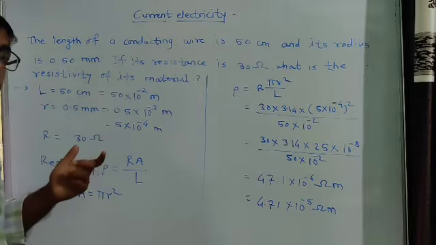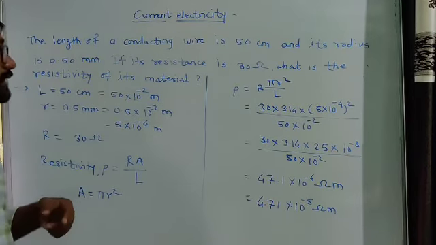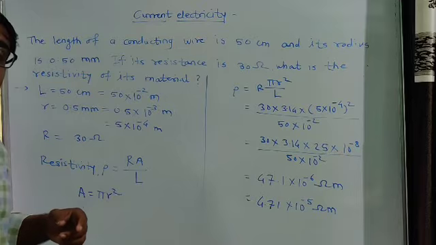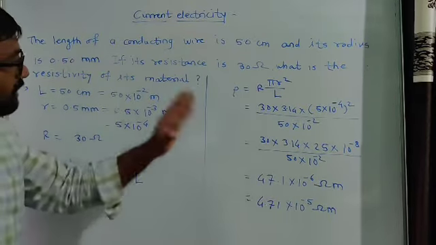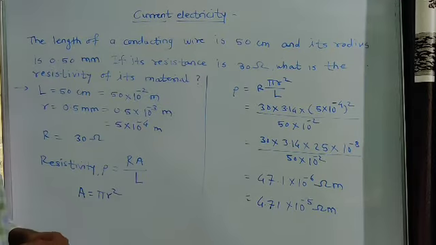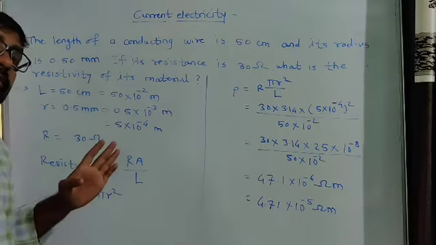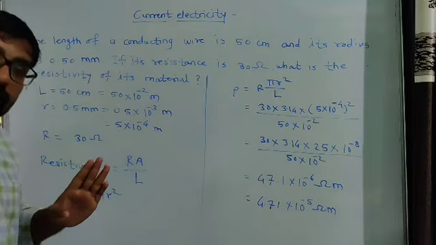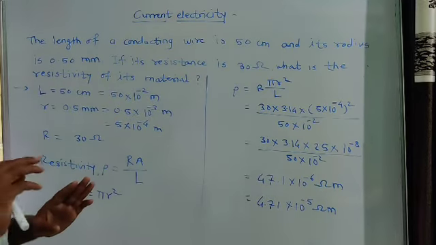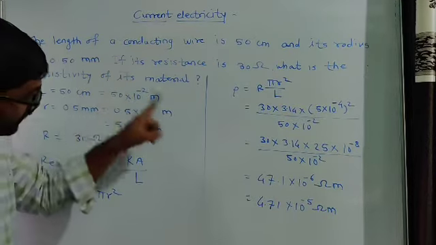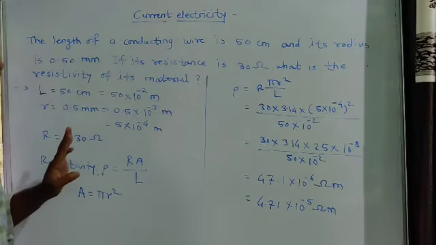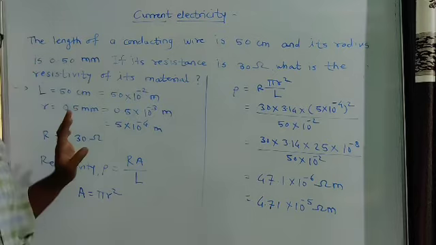First of all, we write all given terms, and in that we have to see all the terms. We generally try to solve every problem in the MKS system. So if length is given in centimeter, we have to convert it into meter. Then if it is given in mm, again we have to convert it into meter. So these conversions are very important.